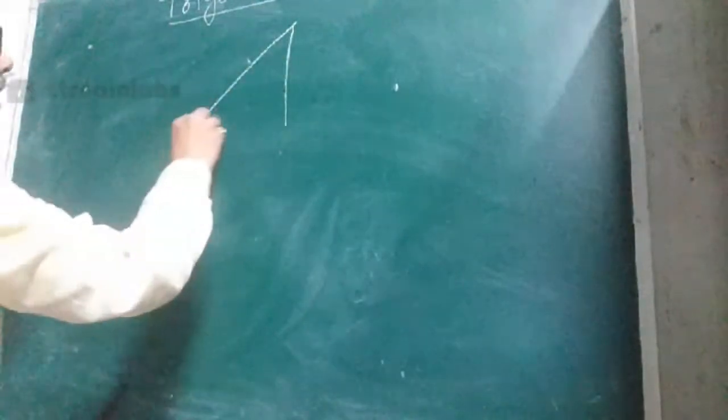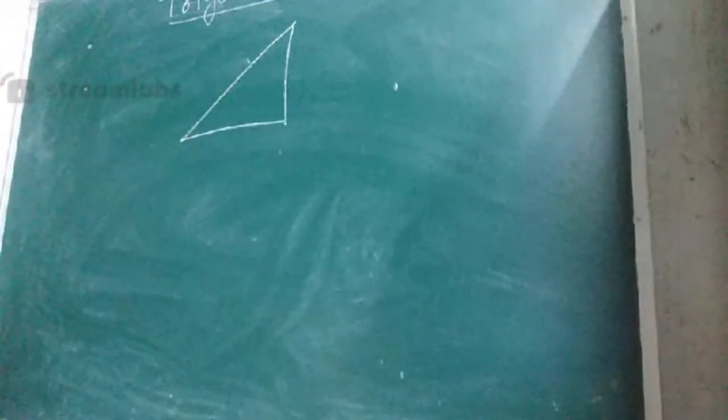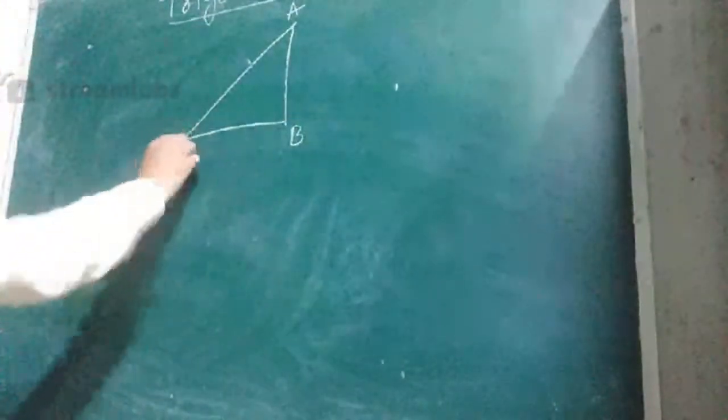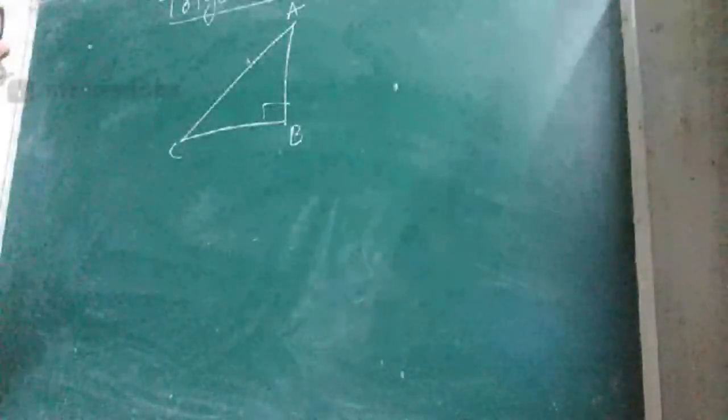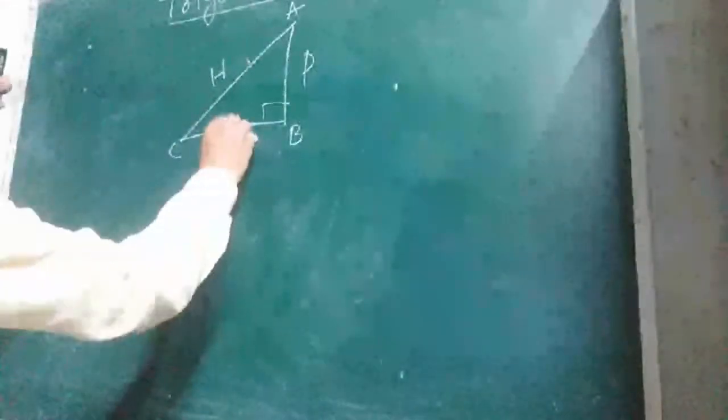You know what is trigonometry? Trigonometry is one kind of calculation by means of only... ABC is a right angle triangle, B is your 90 degrees, right? So here you know that is perpendicular, that is hypotenuse, that is base, right?